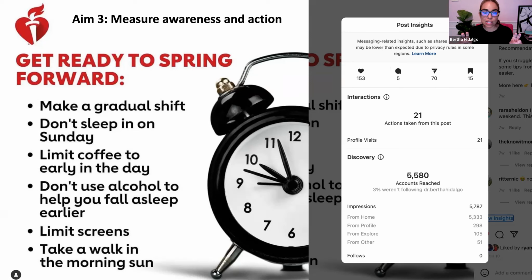Because I think it's really important to know what's happening behind the scenes. This one post alone that was shared yesterday reached 5,000 accounts. You know how quickly people scroll, right? So even with this passive sharing, over 5,000 people saw it.